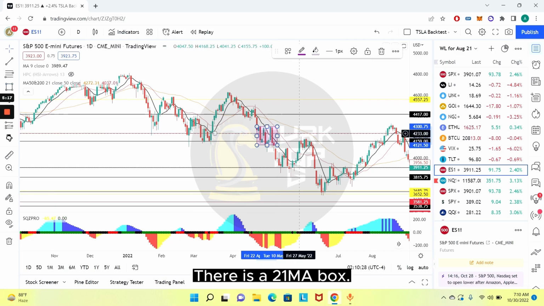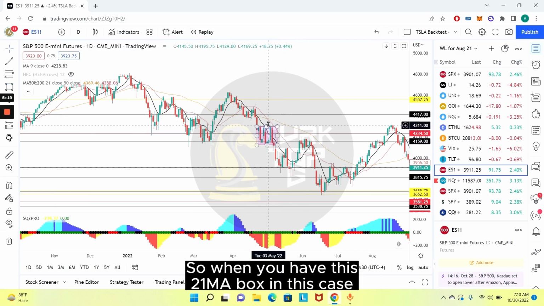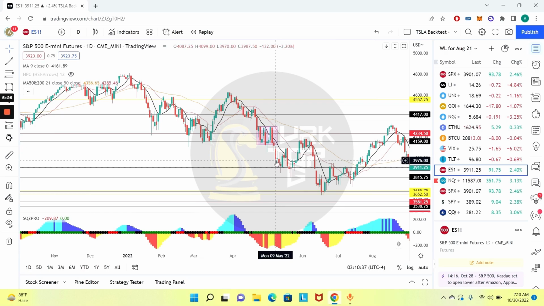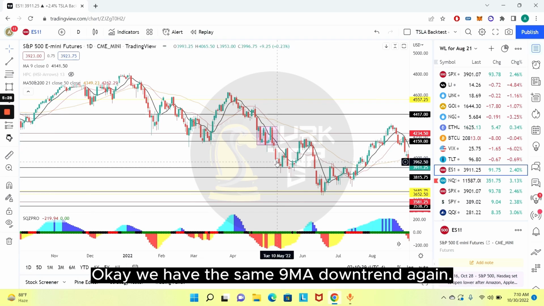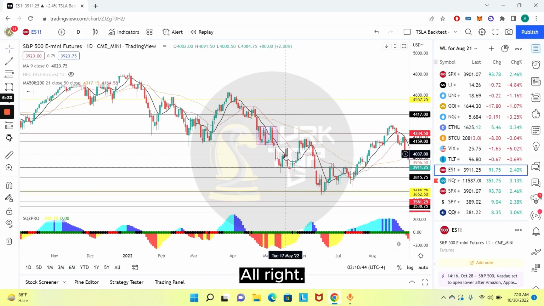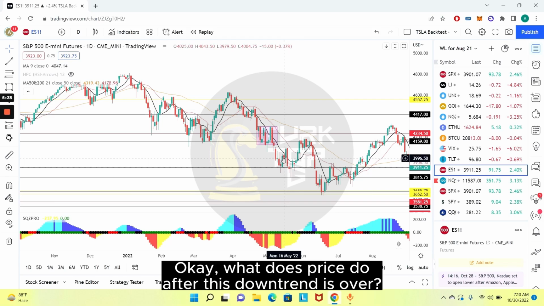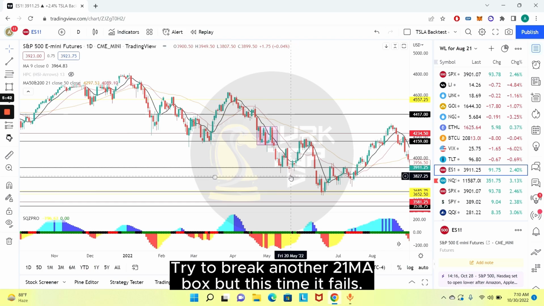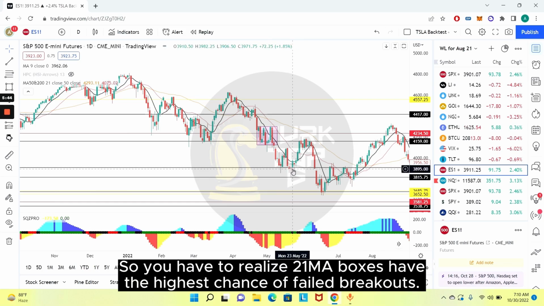There is a 21 MA box. When you have this 21 MA box, in this scenario, because price was so weak, it broke lower. Okay, we have the same 9 MA downtrend again: lower low, lower high, second lower low, lower high. Then what does price do after this downtrend is over? Goes to the 21 MA, again rejected this time, tries to break another 21 MA box, but this time it fails. So you have to realize 21 MA boxes have the highest chance of failed breakouts.